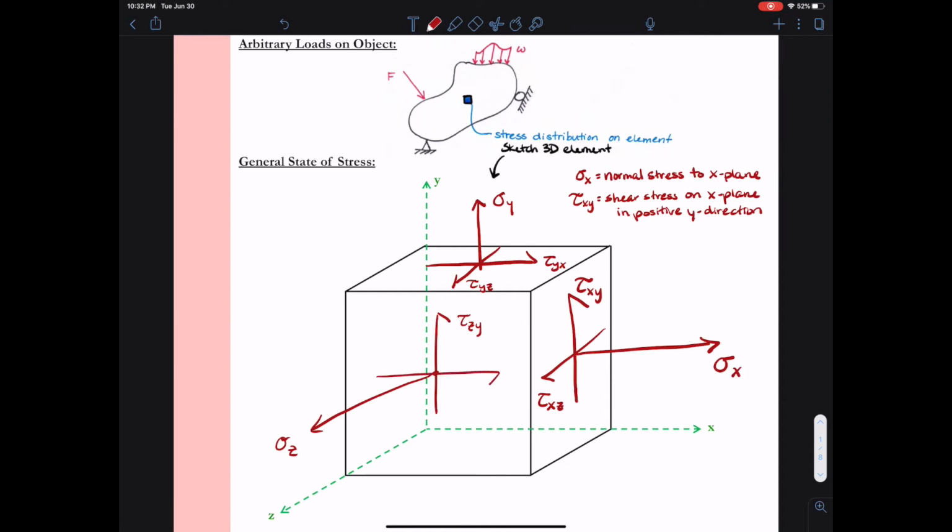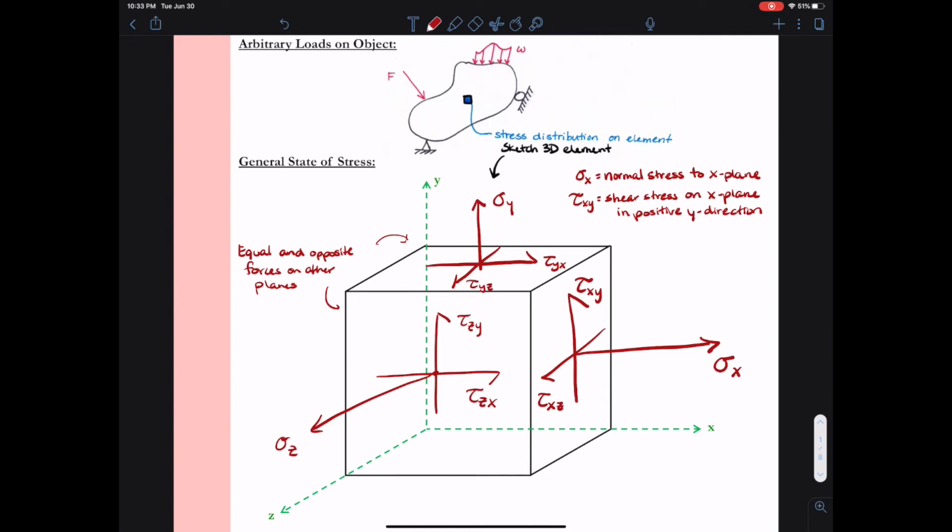I've drawn all of these stresses, the normal stresses and the shear stress, in our positive sign convention. So the positive sign convention, again, is positive x plane, positive y direction, for tau xy, for example. Or tau yx, positive y plane, positive x direction. So if you have something that's in the positive x plane but in the negative y direction, that would be a negative shear stress. Or if you had something on the negative x plane in the positive y direction, then that would be also a negative shear stress.